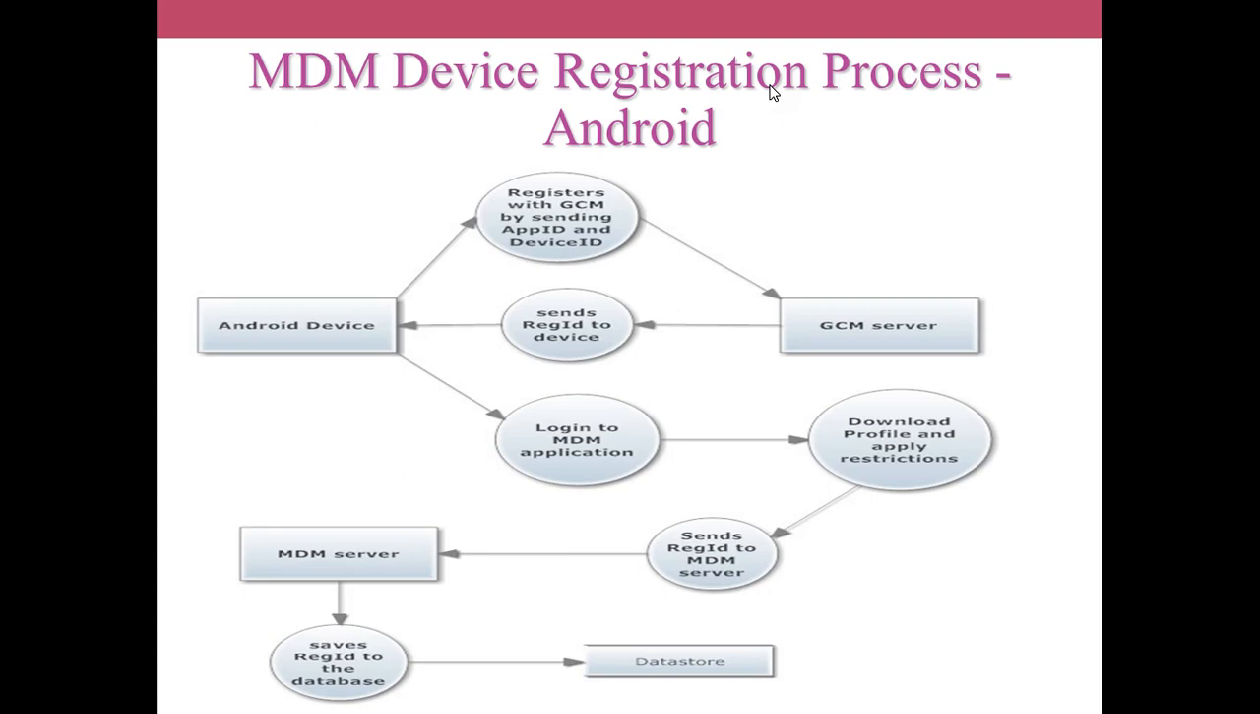This is the registration process for Android devices. The Android device will register with GCM by sending its app ID and also its device ID. After registering with the GCM server, the GCM server will provide a register ID to the device. Along with that register ID, this Android device will log into the MDM application. Now, the Android device will download the profile, apply restrictions and send the register ID to the MDM server. The MDM server will save the register ID in the data store.